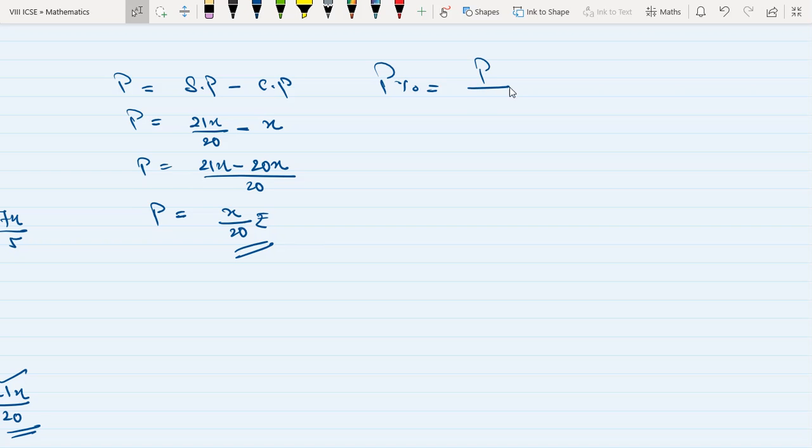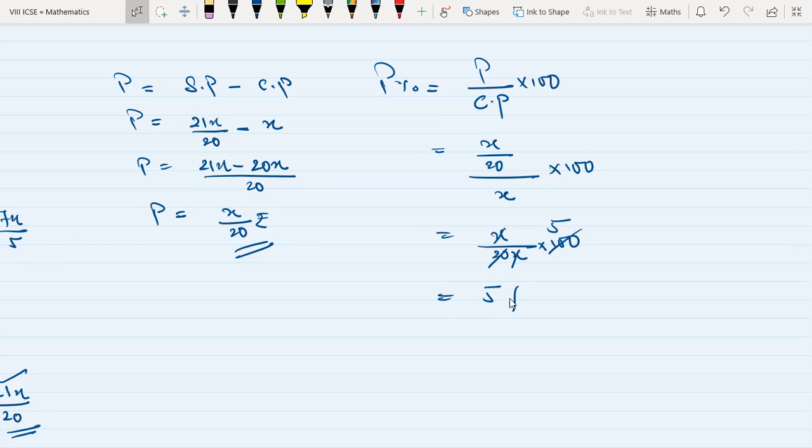Now profit percent. Profit percent is equal to profit upon CP multiplied by 100. Profit is x by 20. Cost price is x, multiplied by 100. So x by 20x multiplied by 100. x cuts, 20 cuts with 100, and you're getting profit of 5%. Okay, so these are the profit and profit percent formulas from the first and second part of the chapter, which are applicable in the third part also.